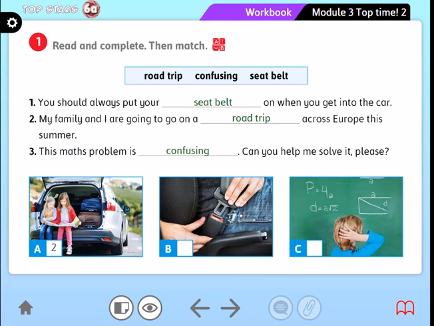Now, let's match. Picture number one is matching with sentence number two. B is matching with sentence number one, and C is matching with sentence number three.